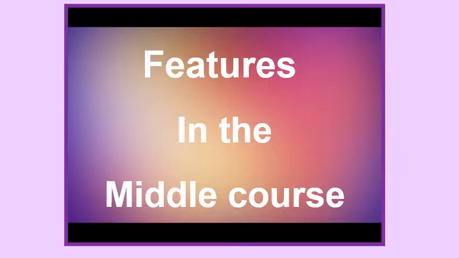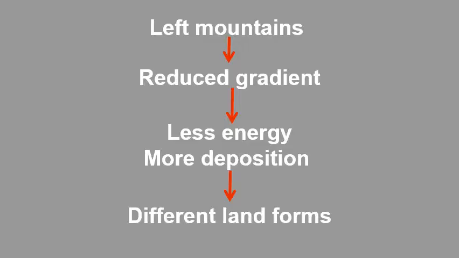Today, we are going to be looking at the land features that we are likely to find in the middle course of the fluvial cycle. Now, as we know, by this time our mature river has left the mountains and it is now flowing across land that is less steep.